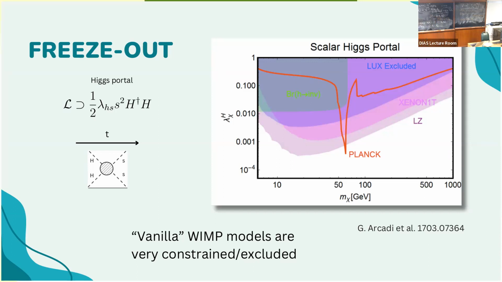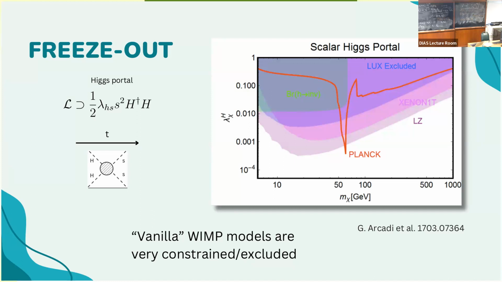So in this plot, you can see on the y-axis we have this lambda. In this paper it was called lambda x, and then the mass of the dark matter. And this red curve is what is constrained by the Planck measurement. So this gives the correct relative abundance for the dark matter. And as you can see, it's pretty well constrained.